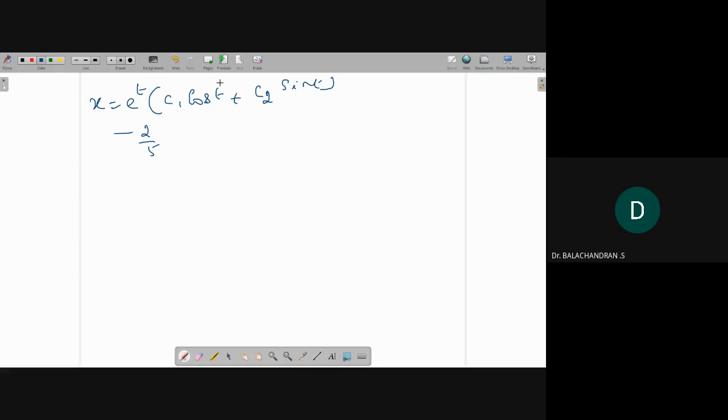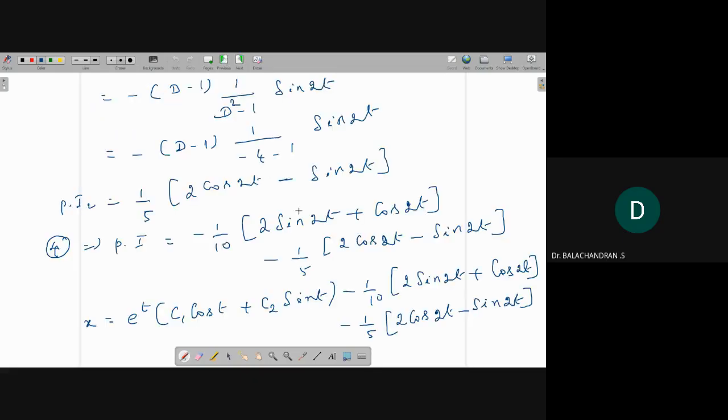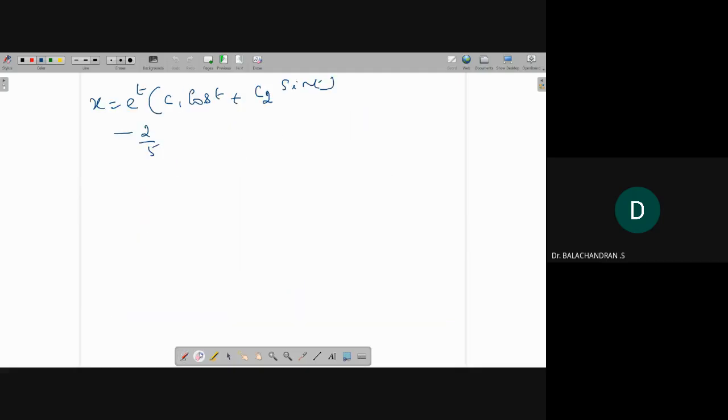So I think you can verify because this is not that much difficult. So I will write directly. Please check it. This is not a difficult one. So minus 1 by 2 into cos 2t. Okay, so this is x.